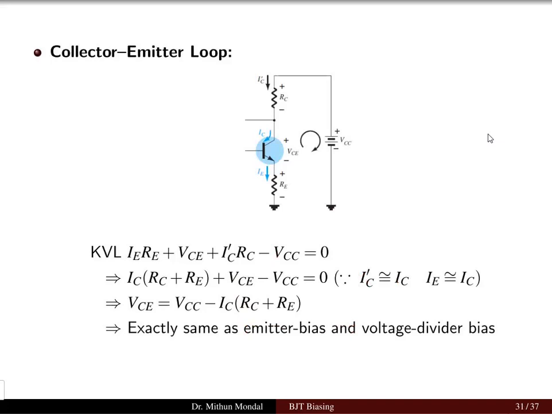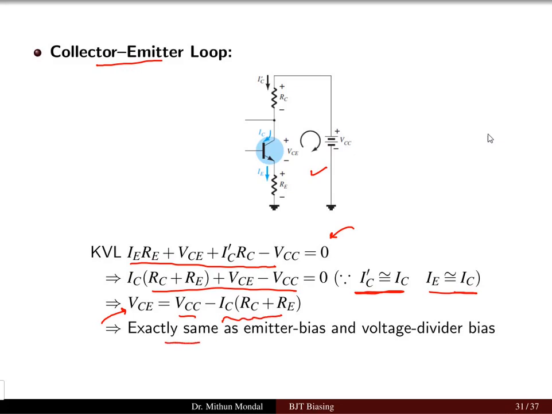When we do the analysis in the collector emitter loop, we can again write down the KVL equation in this collector emitter loop, and we can improve the equation considering that IC' is normally equal to IC and the emitter current is equal to IC. So the KVL equation can be rewritten in a better format. We can also obtain the collector to emitter voltage, which is equal to VCC minus the total drop due to the collector resistor and the emitter resistor.